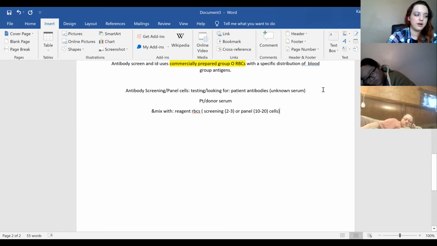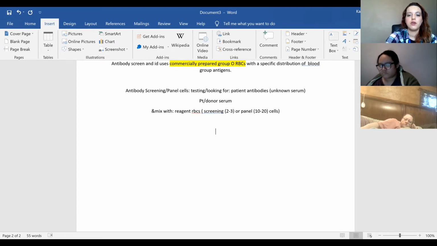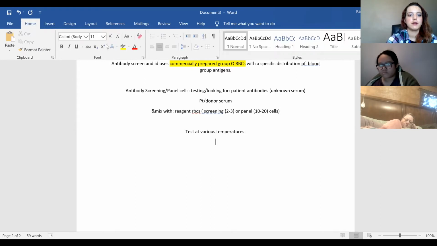And then you're going to test them at various phases. So some you just test at initial spin, and some at 37, and some at AHG. So you test at various temperatures. So your initial spin. Are y'all good with IS at this point, meaning initial spin? Or do you want me to write it out? That's fine. I can write it out. Okay, so your IS is going to be for mainly IG what?